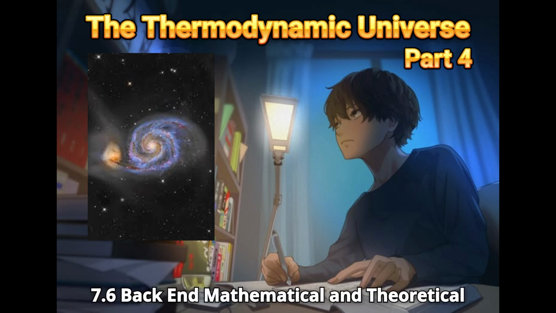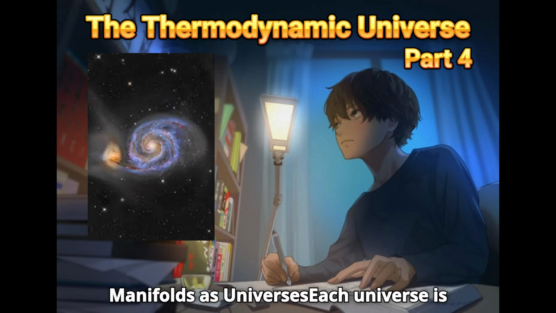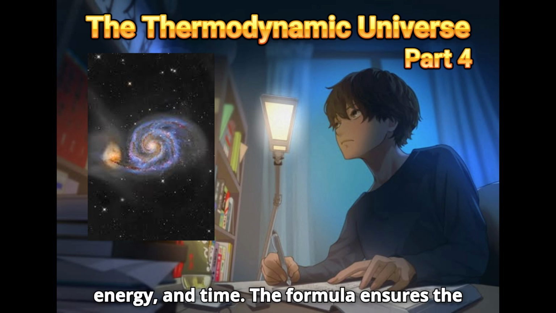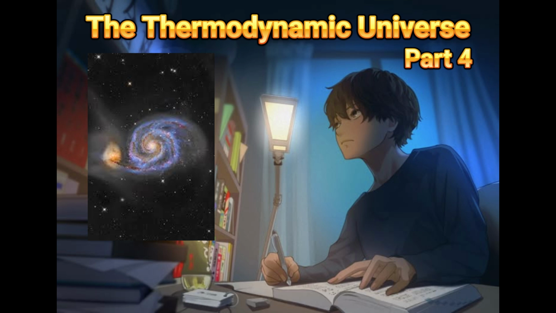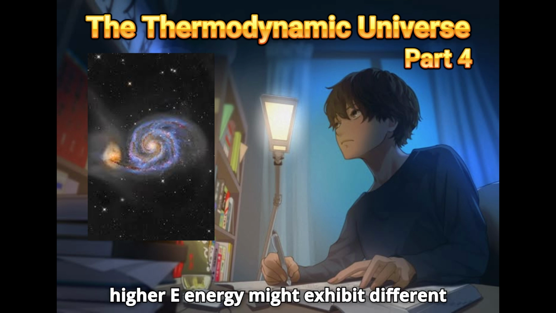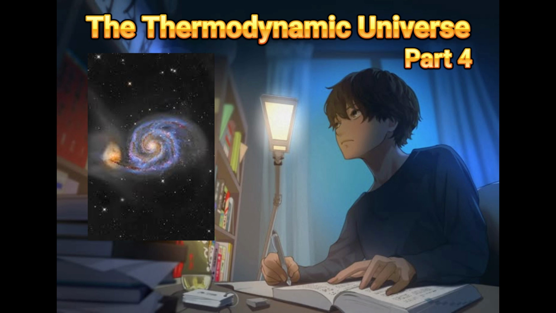7.6 Backend, Mathematical and Theoretical Rigor. 7.6.1 Manifolds as universes. Each universe is defined by its URF, which quantifies the interaction of dimensions, radius, energy, and time. The formula ensures the structural integrity and boundaries of each manifold. Example: a universe with a smaller radius R and higher energy E might exhibit different temporal dynamics than one with a larger radius and lower energy.